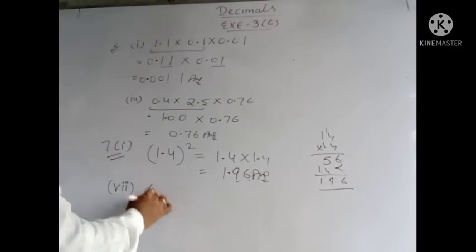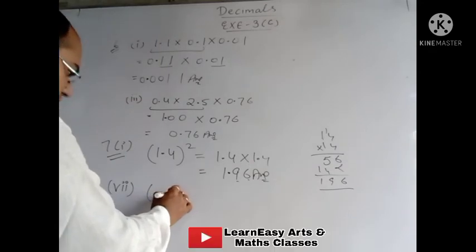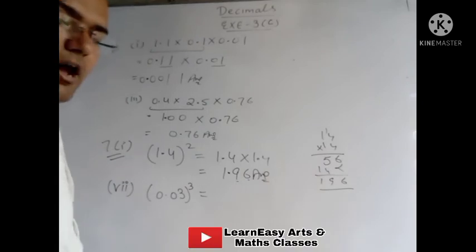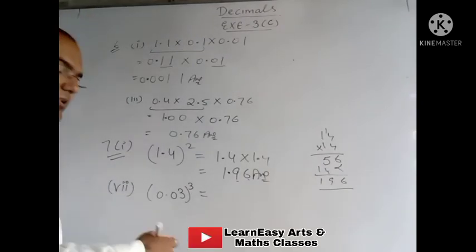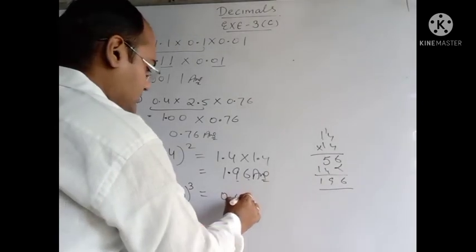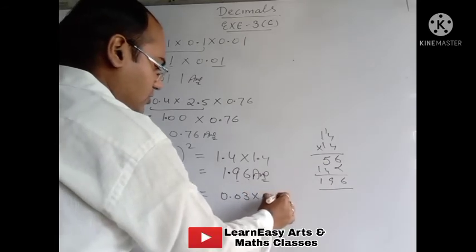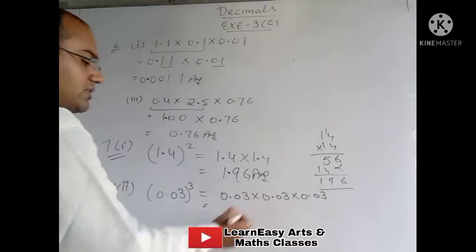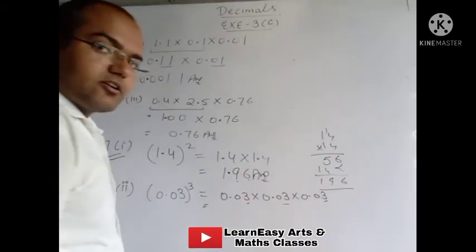See another part, 7th part, 0.03 whole cube. This time cube is there, power 3. So that means we have to multiply 3 times: 0.03 multiply 0.03 multiply 0.03. 3 3s are 9, 9 3s are 27.